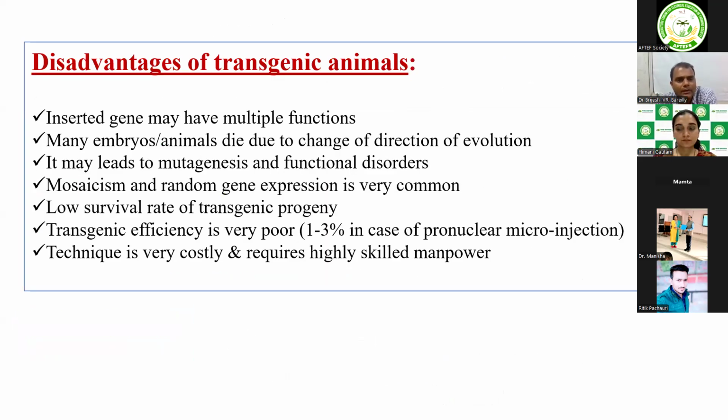The inserted gene may have multiple functions, so some disadvantages are definitely there. Many embryos and animals die due to the change in the direction of evolution. It may lead to mutagenesis and functional disorder. Mosaicism will be there. Low survival rate will be there. Transgenic efficiency is very poor. The technique is very costly and requires high skill manpower.